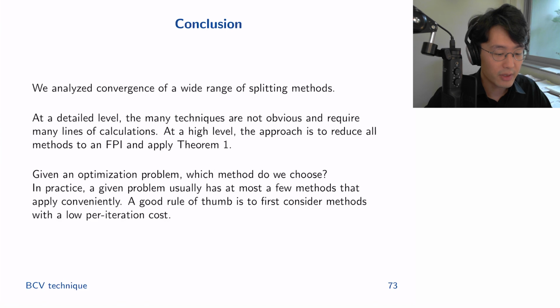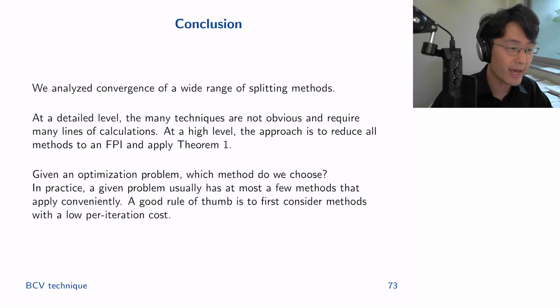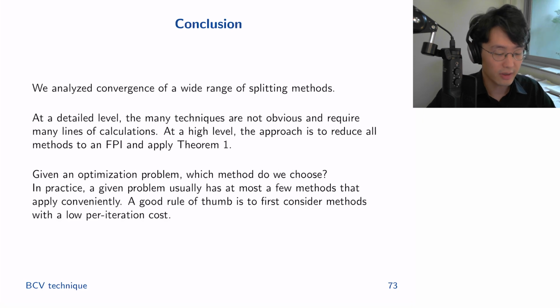A good rule of thumb is to first consider methods with a low per iteration cost. Analyzing how many iterations of a given method are required for the method to converge to a desired accuracy is more difficult to know a priori, but identifying the per iteration cost of each method is a much easier exercise. So it is a good idea to first figure out the per iteration cost of each method, and then try out methods with a lower per iteration cost first.